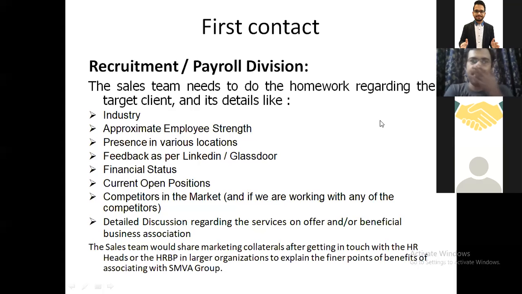Acha. So let me present. Now, after this particular event is done, the background check and the company whereabouts, everything is done. The person who is taking care of it, the BD part or the sales team, should share the collaterals after getting in touch with the concerned HR or the business head of the larger organization.